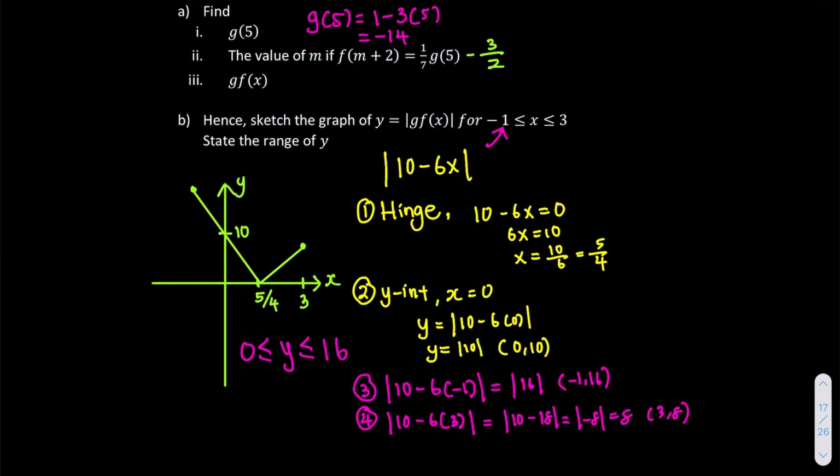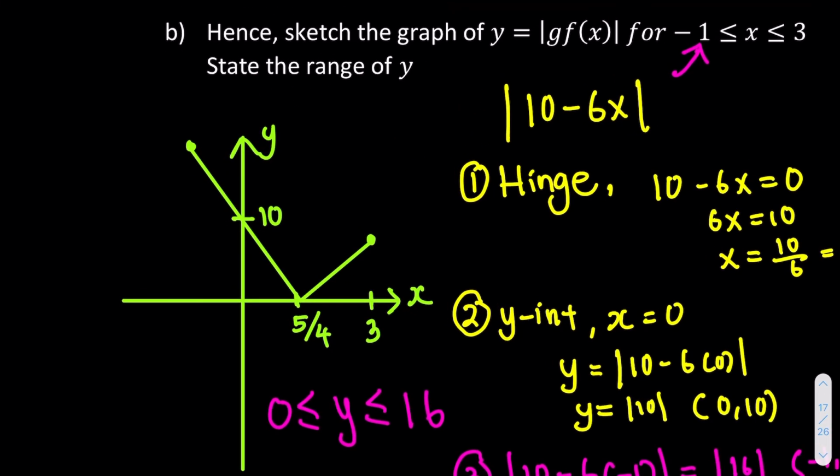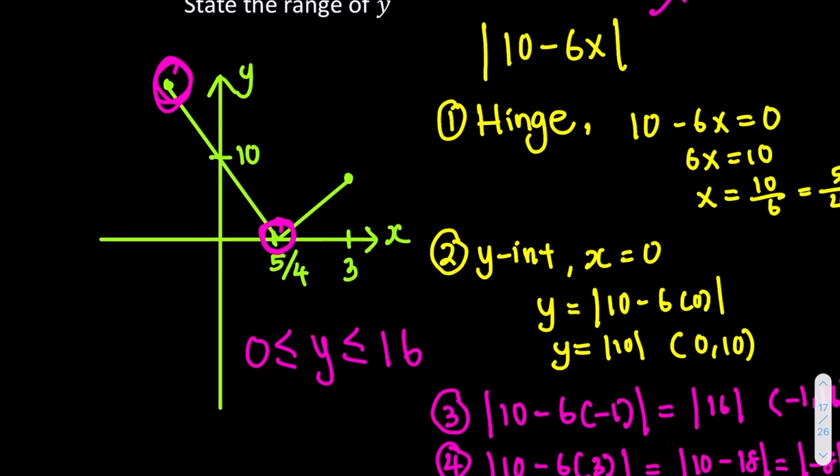So this is how you find it. When a range is asked for in the graph, we look first at what the minimum is. The minimum is 0. Then the maximum is eventually 16. So we say the range is from 0 to 16.